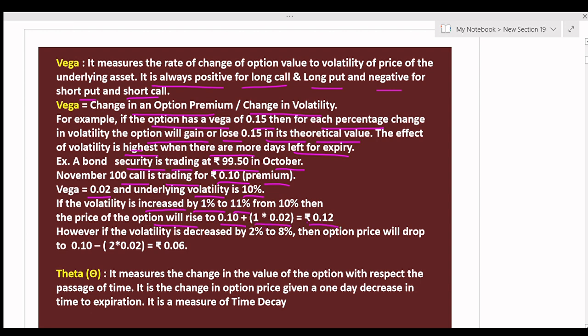Now, at present the premium is rupees 0.10, then the price of the option will rise to rupees 0.12. However, if the volatility decreases by 2% to 8%, then the option price will drop to 0.10 minus 2 into 0.02, which is equal to rupees 0.06.